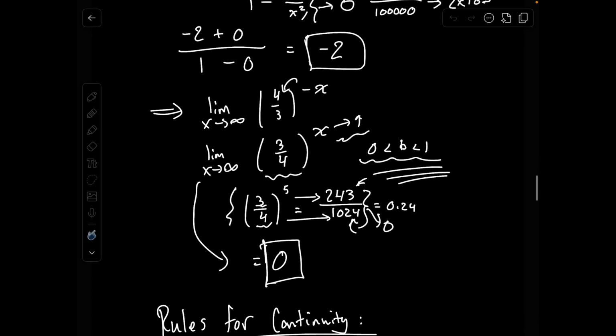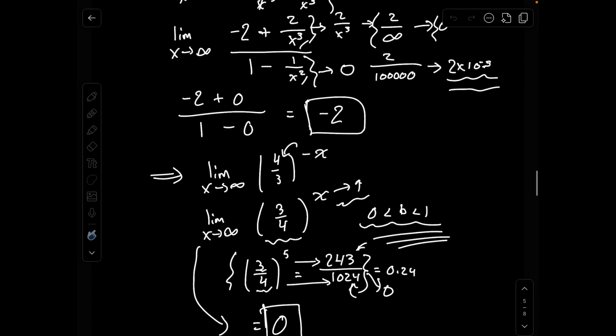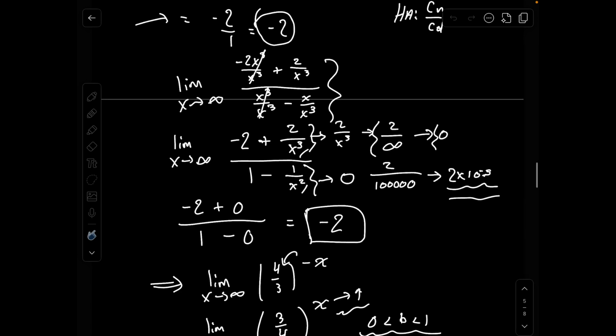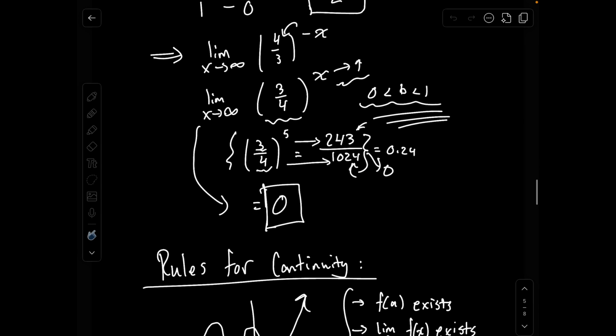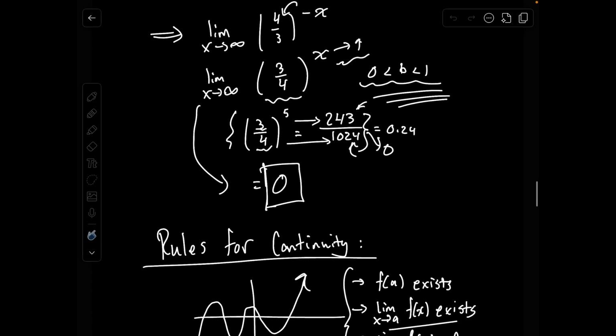Alright, so now we can plug in these values of 0 for 2 over x cubed and 1 over x squared, and we get -2, the same answer as before. Now, let's see what we want to do for the limit as x approaches infinity of 4 over 3 to the power of -x. What we can do is take the negative and put it inside the base, and we can see that we have 3 over 4 to the power of x. And since the base is greater than 0 and less than 1, the denominator grows faster than the numerator as x approaches infinity, so the value of the limit approaches 0.